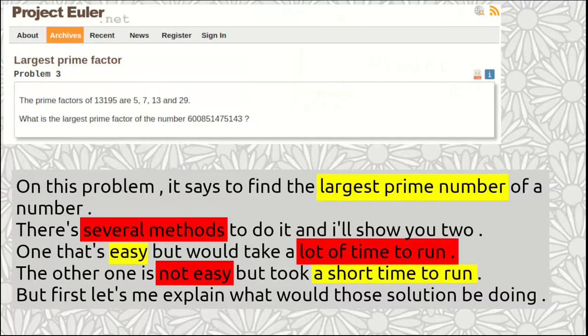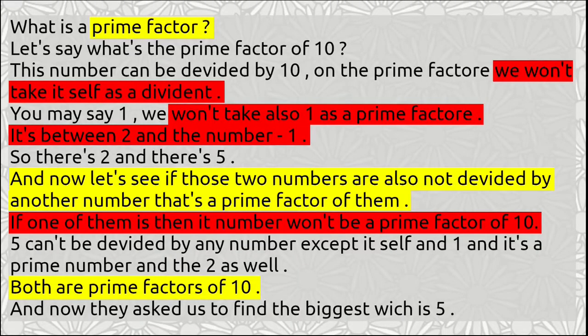So what is this algorithm going to do? What is a prime factor? As I've explained to you earlier, let me give you another example. This is the 10. So this number can be divided by 10, but for the prime factor we won't take itself as a divisor, okay? So 10 is divisible by 10, but for the prime factors we won't take 10 because it is itself.